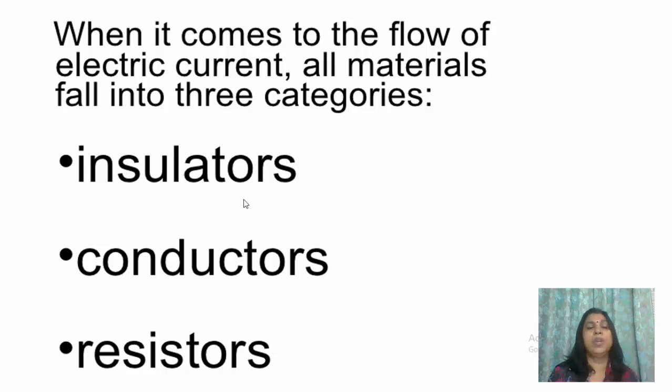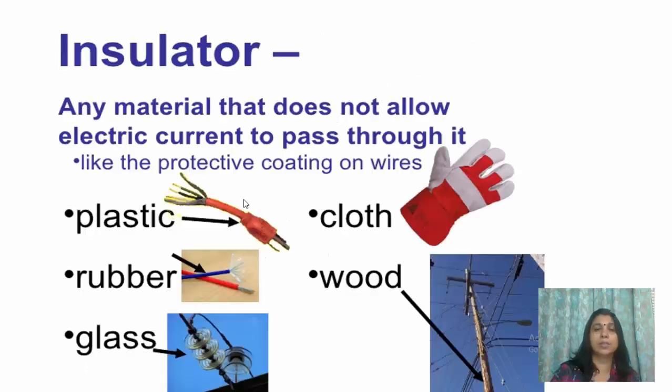Along with these insulators and conductors, there is one more category of substances which is known as resistors. Resistors oppose the flow of current through them. They allow only some amount of current to pass through them. But the current which is passing through them gets converted into different forms. We are going to study that in the later slides.